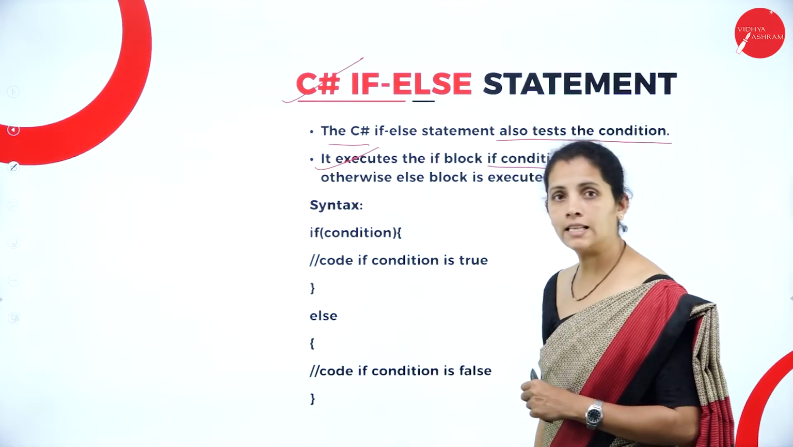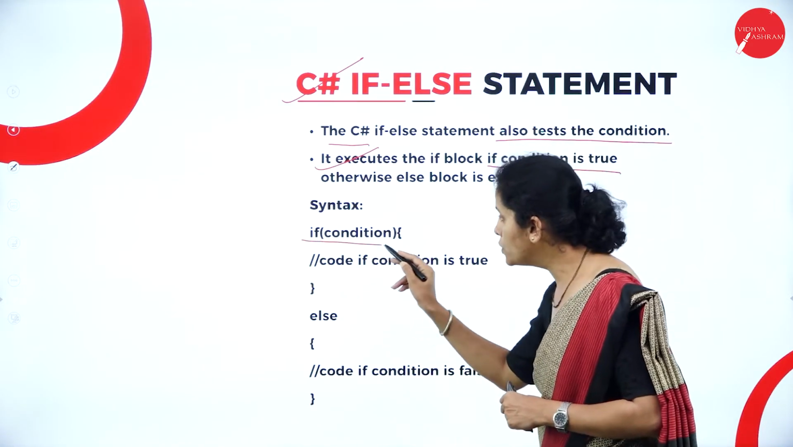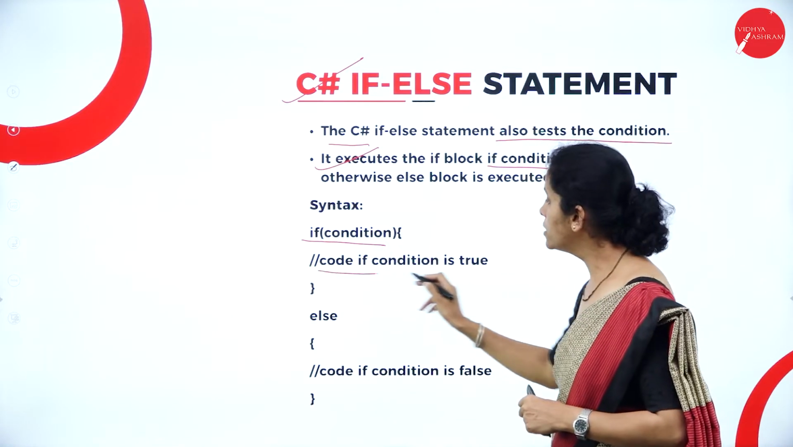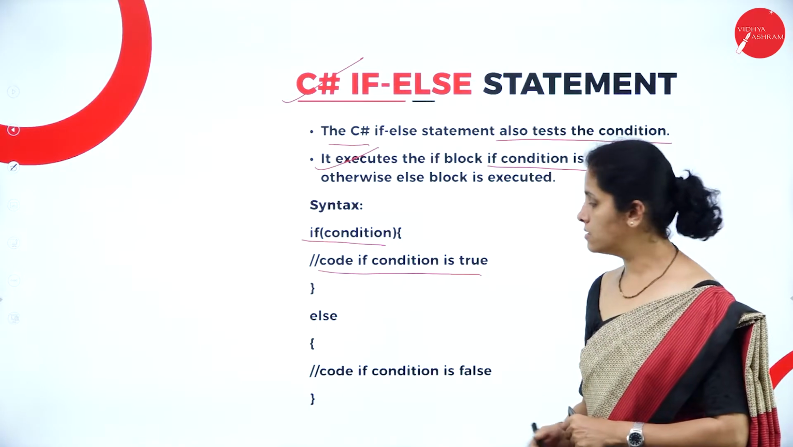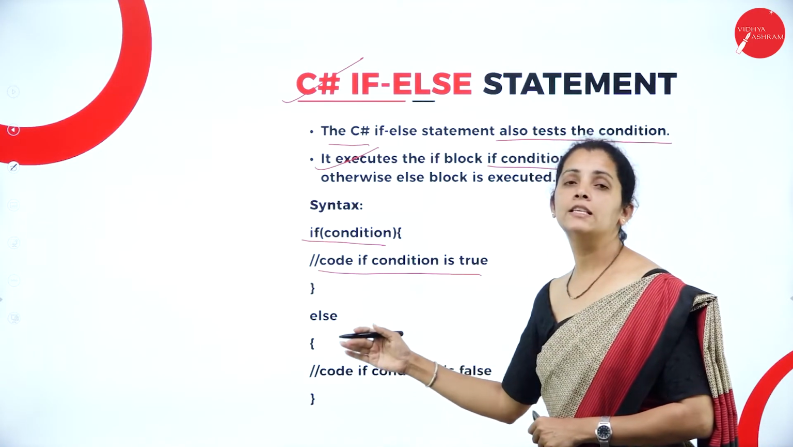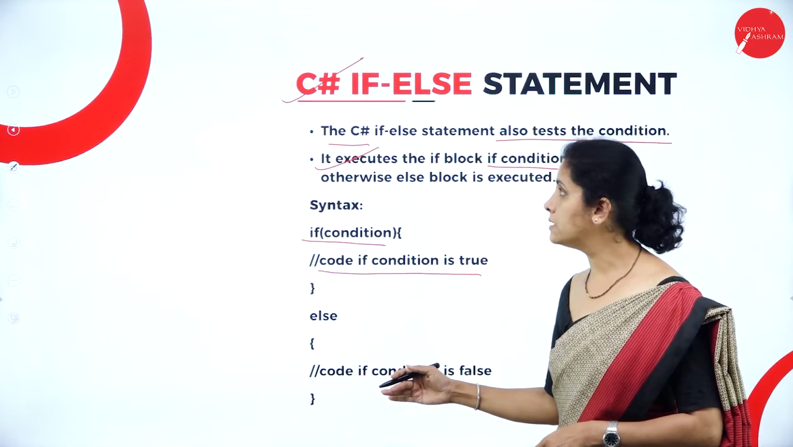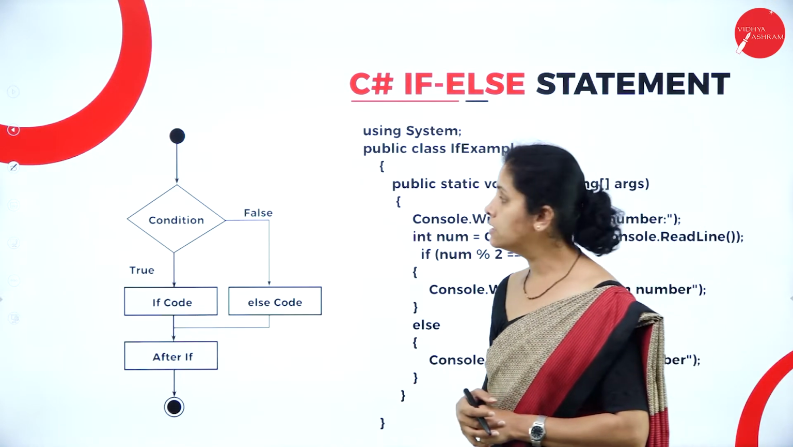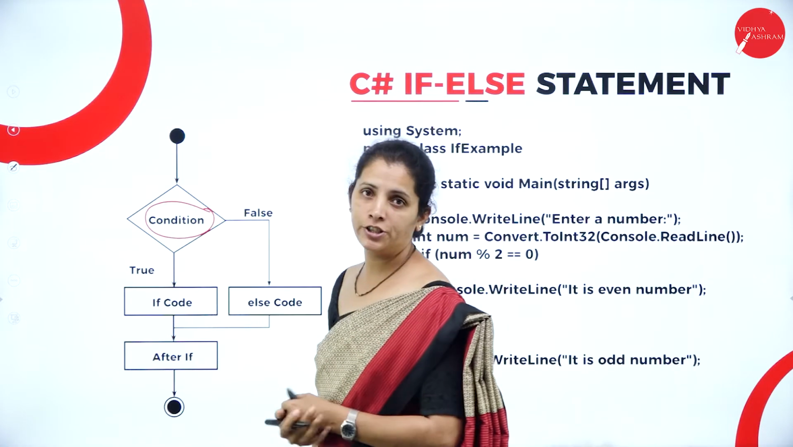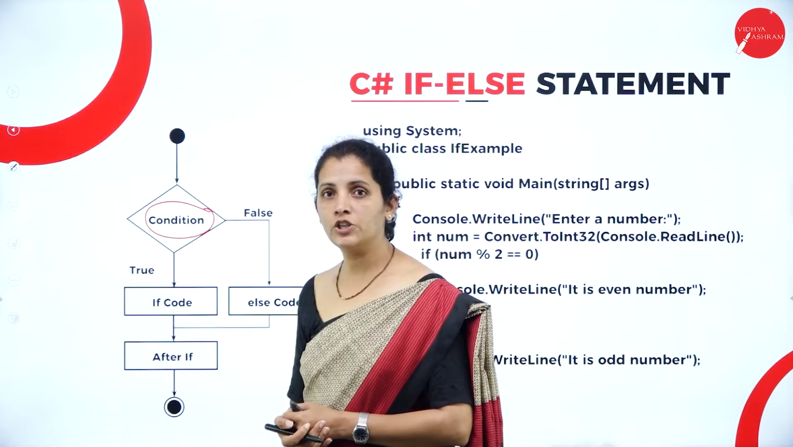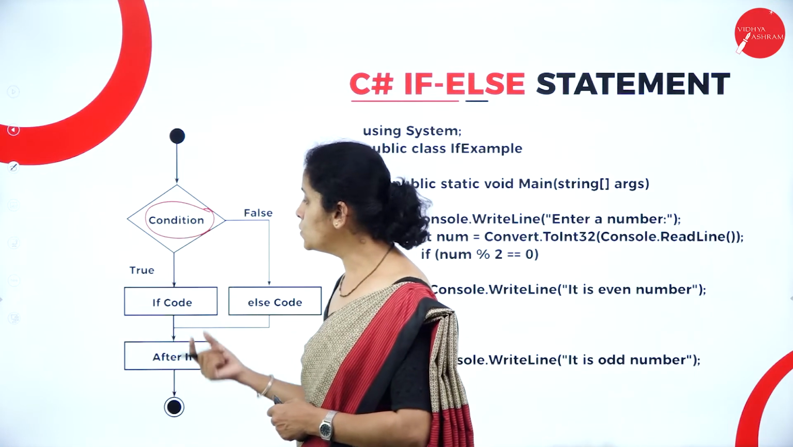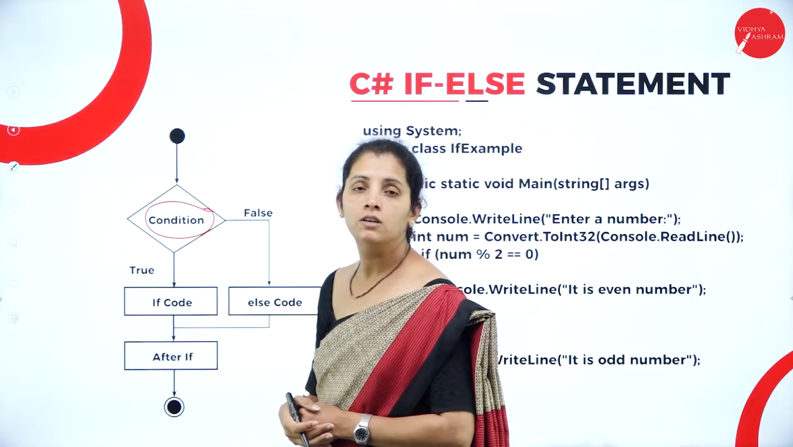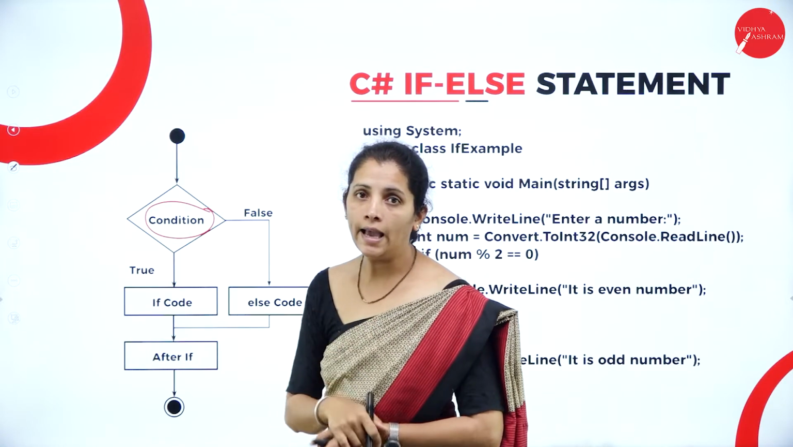I have the syntax here. I'm going to specify the condition. If this condition is true, execute this statement. Else, I'm going to execute the rest of the statements. Now, dear student, I have the flow chart. Here, I'm going to write the condition. If this condition is true, execute. Else, execute the rest of the things which are in the else part.